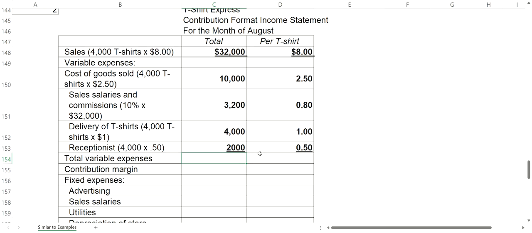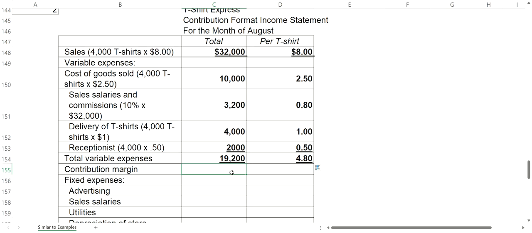Now I want to total my variable cost. $10,000 plus $3,200 plus $4,000 plus $2,000 gives me $19,200. I will total my variable cost per t-shirt of $2.50, 80 cents, $1, and 50 cents. So the variable cost per t-shirt is $4.80.